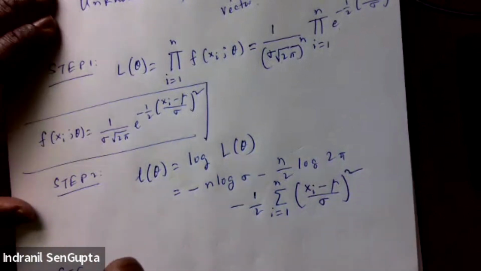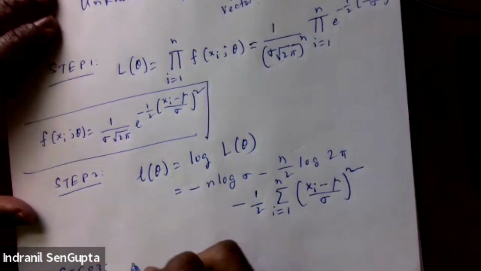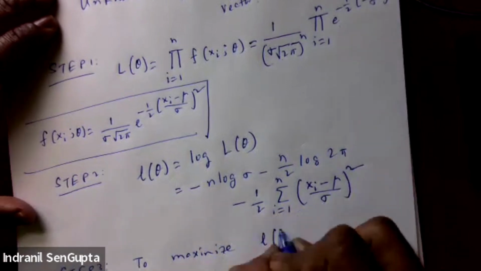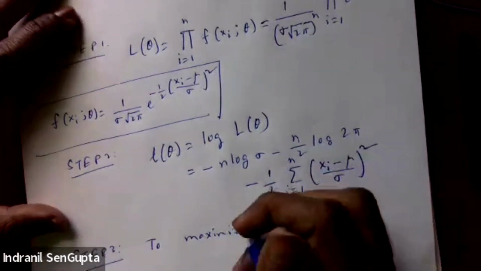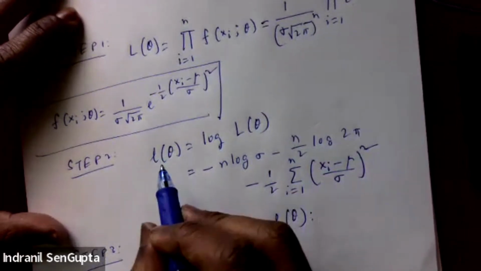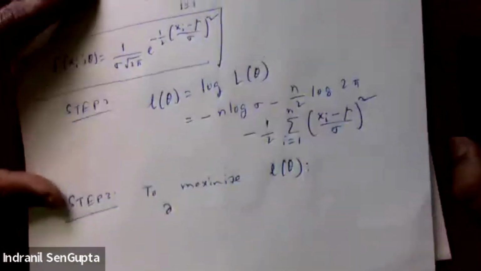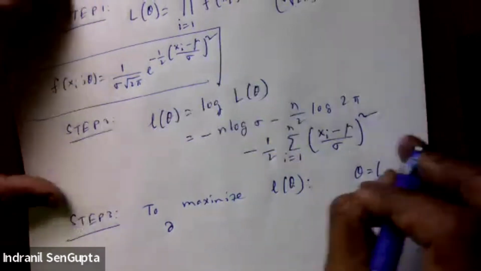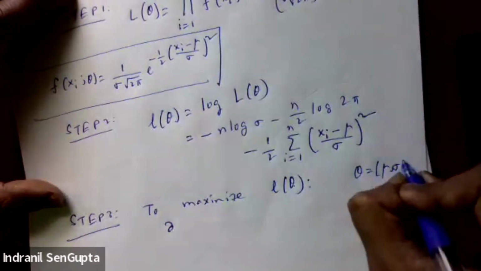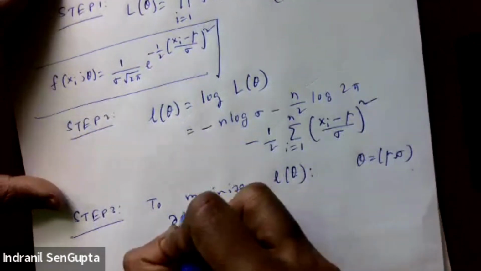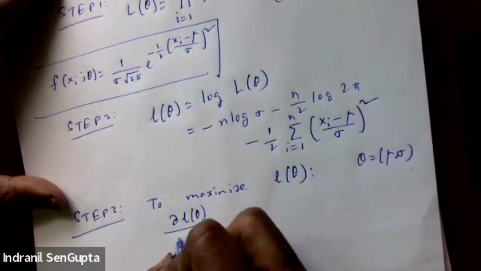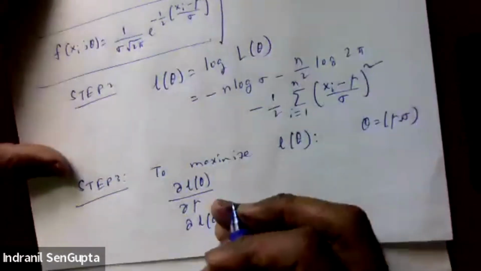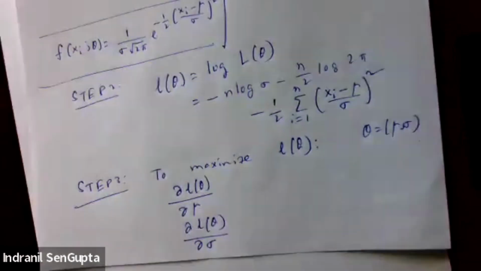Step three, we'll maximize it. To maximize L theta, we differentiate this with respect to the parameter. Please note that theta is a vector. It has two components, mu and sigma. So we first have to differentiate this with respect to mu, and then I have to compute the derivative with respect to sigma.